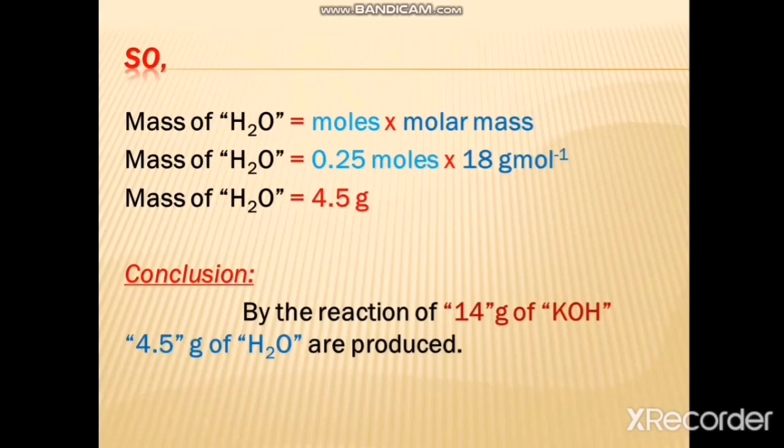Hopefully now you will be in a position to resolve the stoichiometric calculations. Students, now it's your turn to practice these calculations. Best of luck. Allah Hafiz.